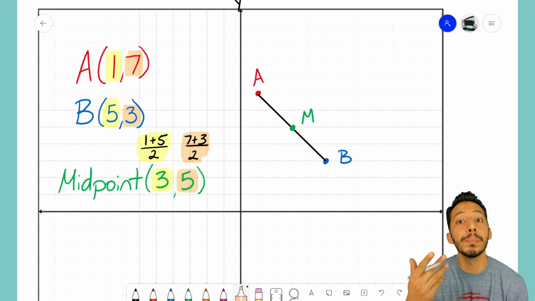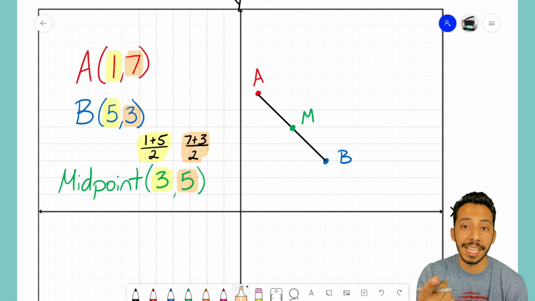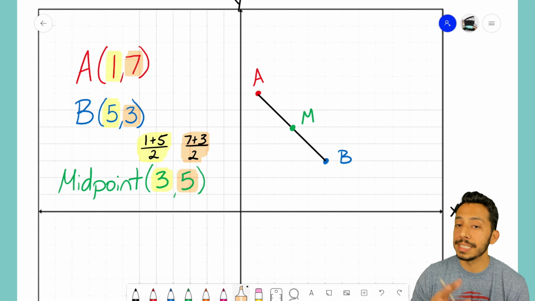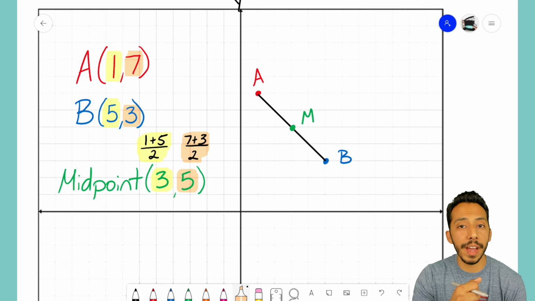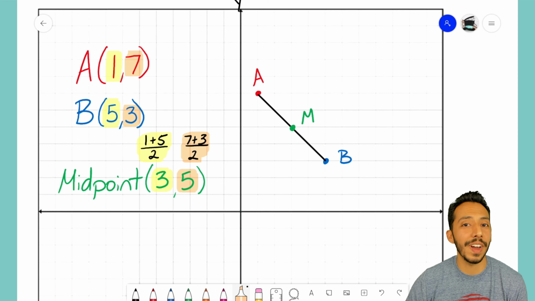Now, I think that is a much faster way of getting the midpoint, but I know some of you out there might just want to graph it and visually see it. If that's what helps you, then great. But just remember that little shortcut. Take the X values, take the Y values, add them together, chop them in half, and you'll always find your midpoint.